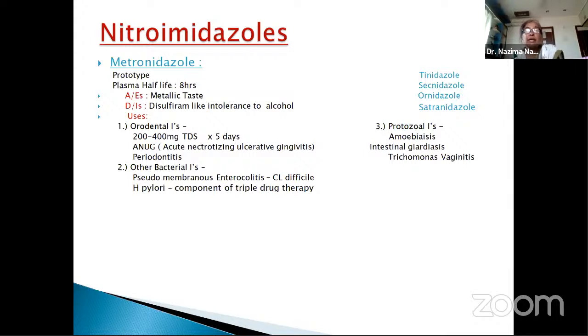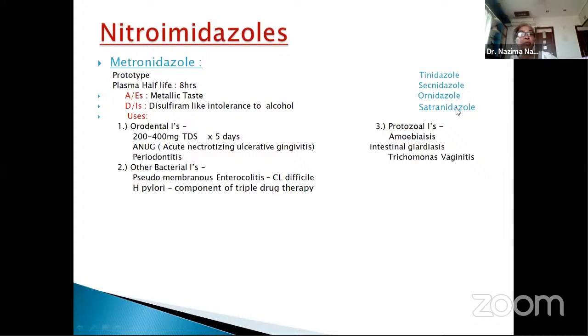The other uses of metronidazole: it is used in protozoal infections. Here, in protozoal infections, this is the drug of choice. It is the first drug of choice in intestinal amoebiasis, intestinal giardiasis, and trichomonas vaginitis. So these are the multiple uses of metronidazole. Then there are the other drugs in this group, for example tinidazole, secnidazole, ornidazole, and satranidazole.